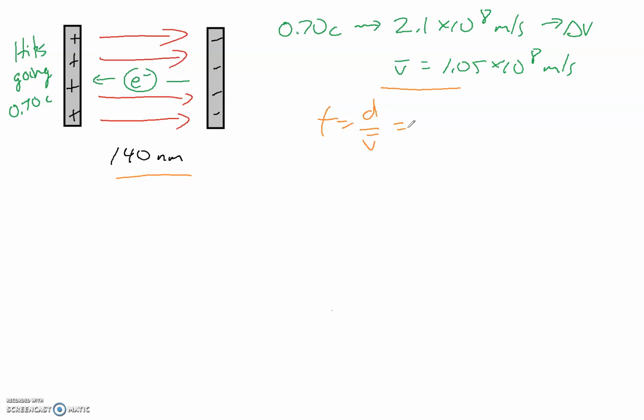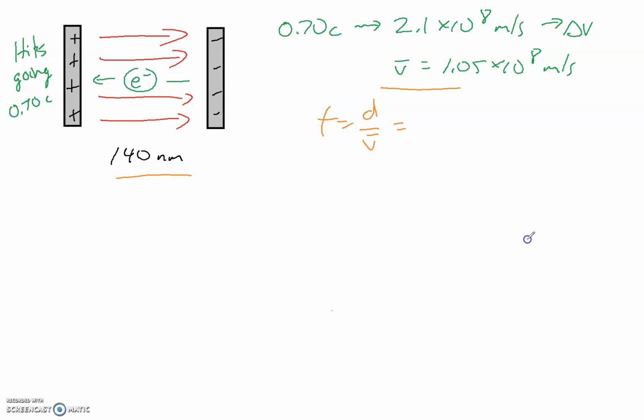Now the distance is 140 nanometers. Of course, nano is another one of the prefixes. That's times 10 to the negative 9. Again, that's on your super sheet. So I got the 140 times 10 to the negative 9. I'm going to divide that by the 1.05 times 10 to the 8. It's going to be pretty quick here.